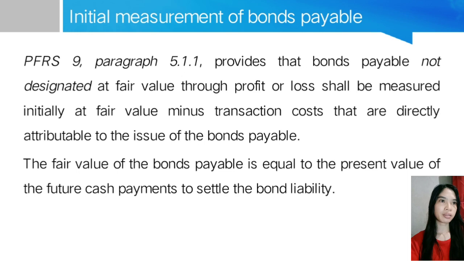Initial measurement of bonds payable. PFRS 9 paragraph 5.1.1 provides that bonds payable not designated at fair value through profit or loss shall be measured initially at fair value minus transaction costs that are directly attributable to the issue of the bonds payable.